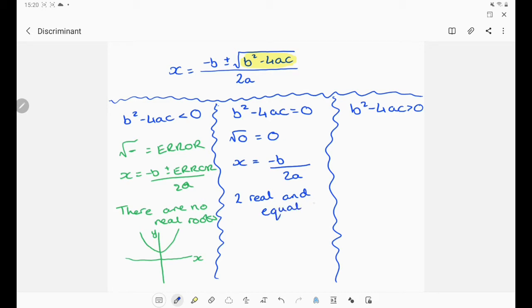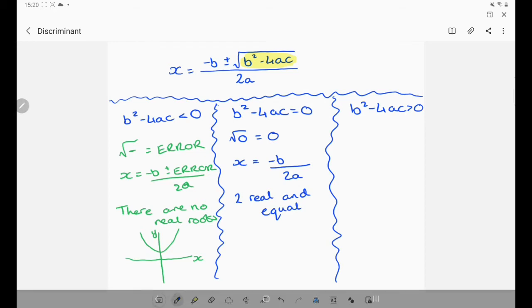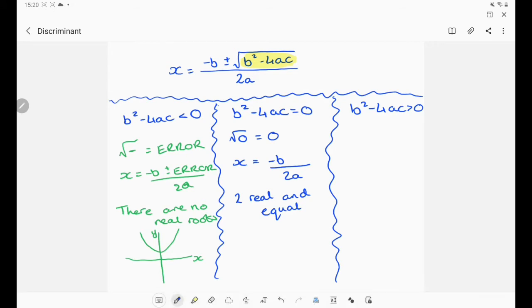Because you would still split this up into your plus and your minus, but because you're adding and subtracting 0, they're just going to be the same number. So we have two real and equal roots. Now, what does this look like? This is the rare situation where you touch the x-axis once, and once only. You touch it for the briefest of tiniest of milliseconds, and that is it. And this means you have two real and equal roots.